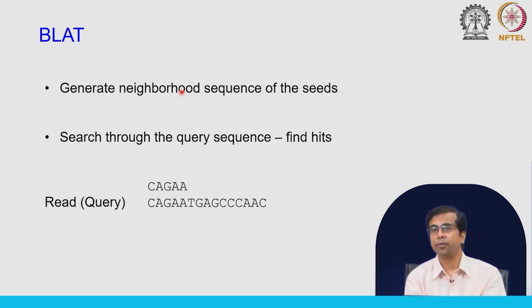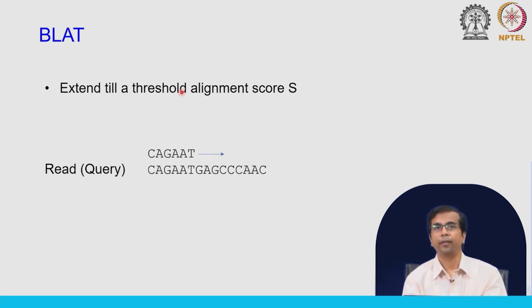So, you should find perfect matches, and you do not have to apply dynamic programming or something else to actually find the number of mismatches, etc. Once you find this hit, you just extend again till a threshold alignment score S.